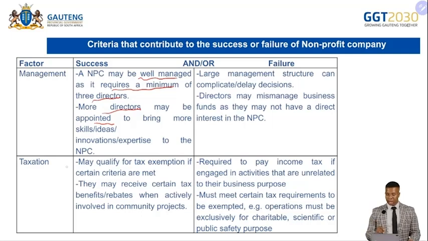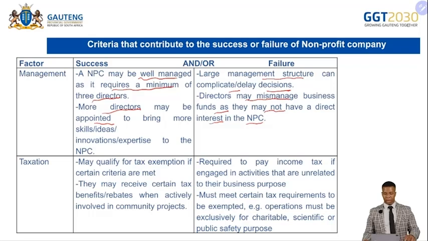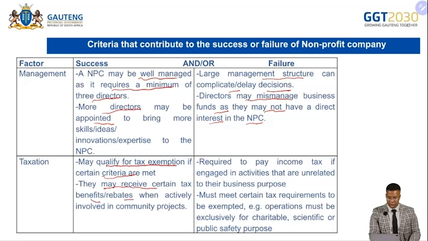And then the failure is that large management structures complicate or delay decisions. It takes time because there are a lot of people to consult. And then directors may mismanage the business funds as they may not have a direct interest in the non-profit company. And then taxation: they may qualify for tax exemption if certain criteria are met, and they may receive certain tax benefits or rebates when they are actively involved in community projects.